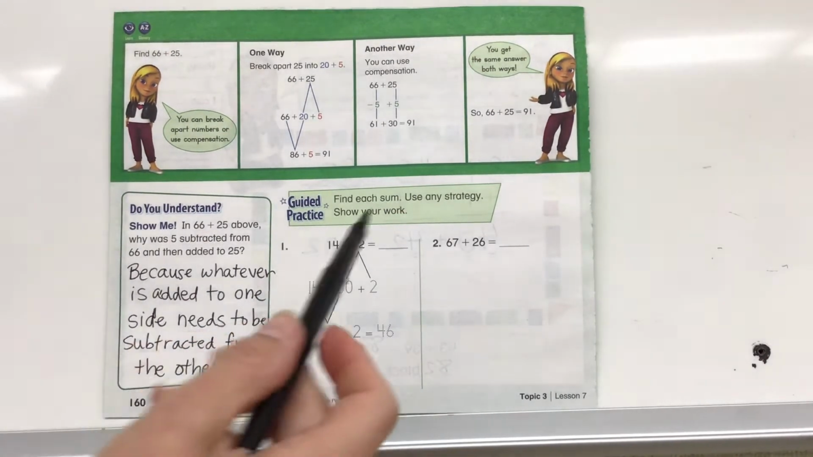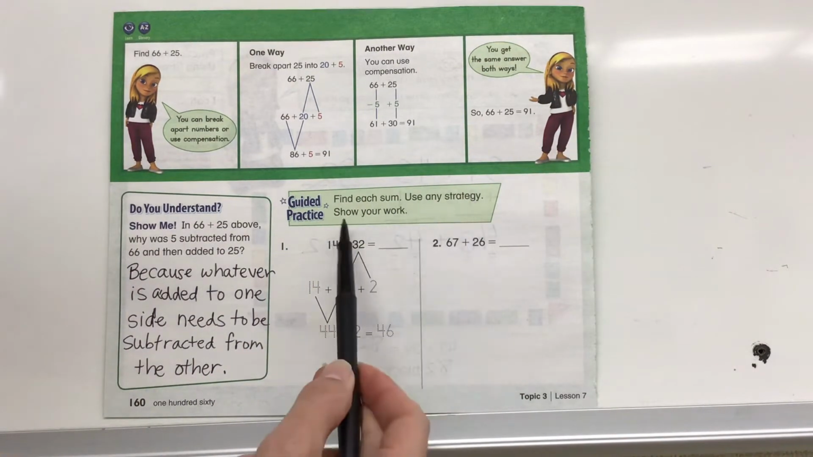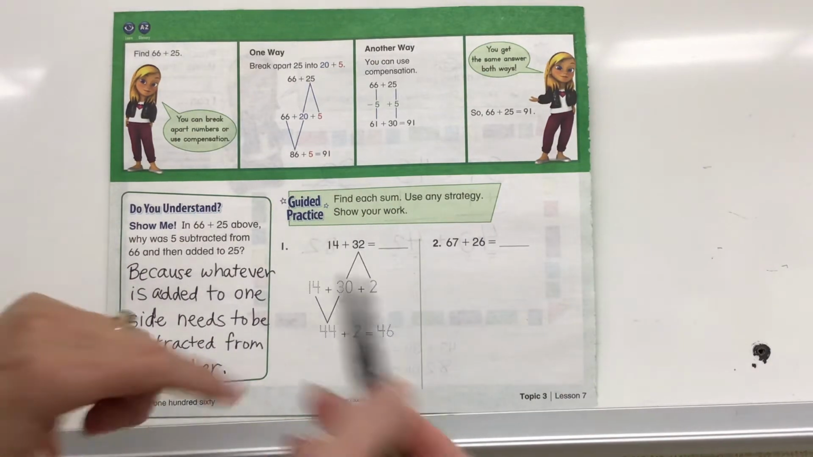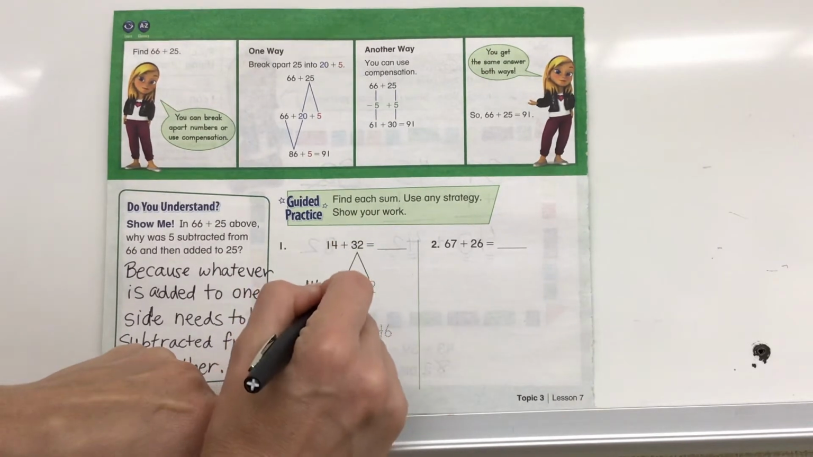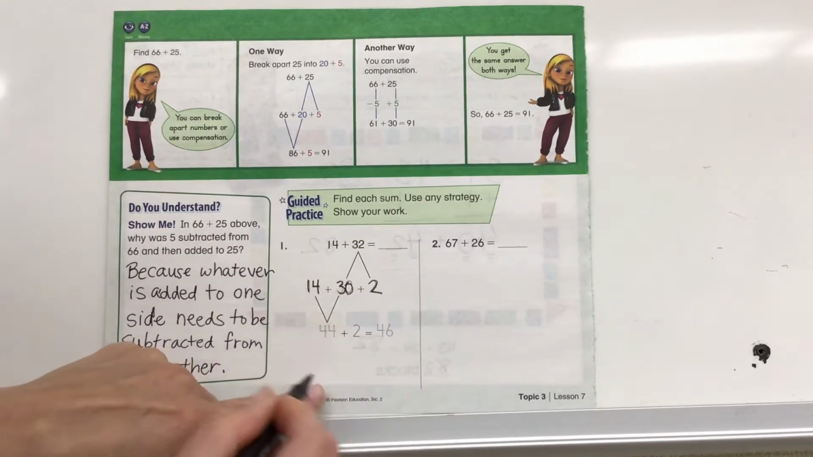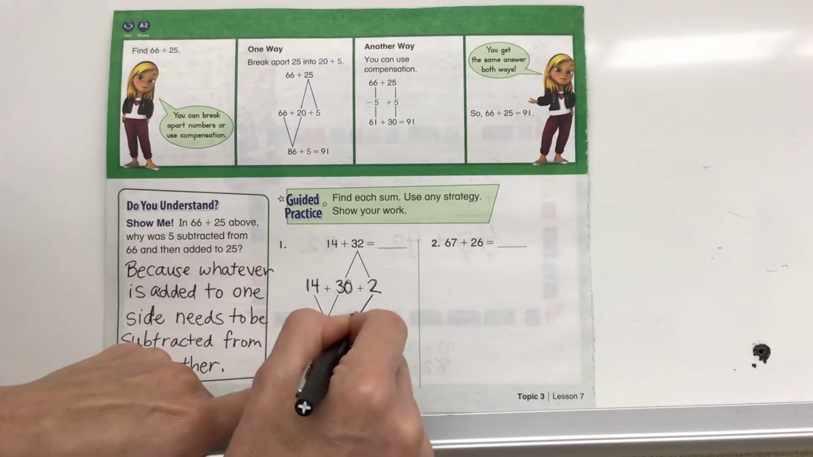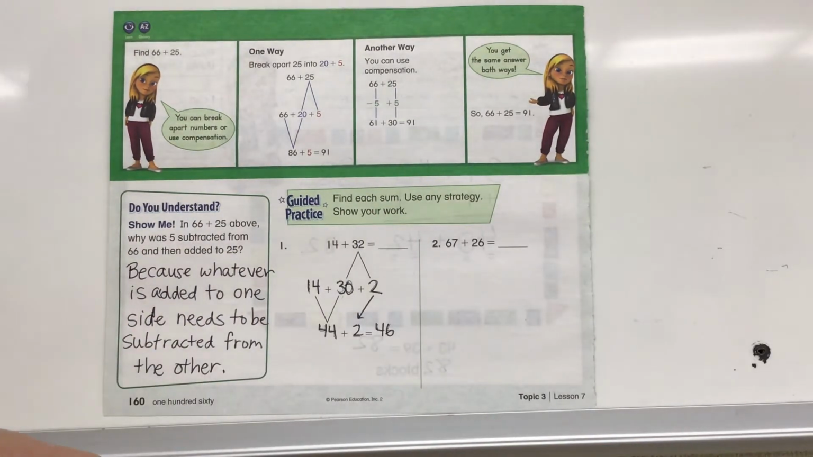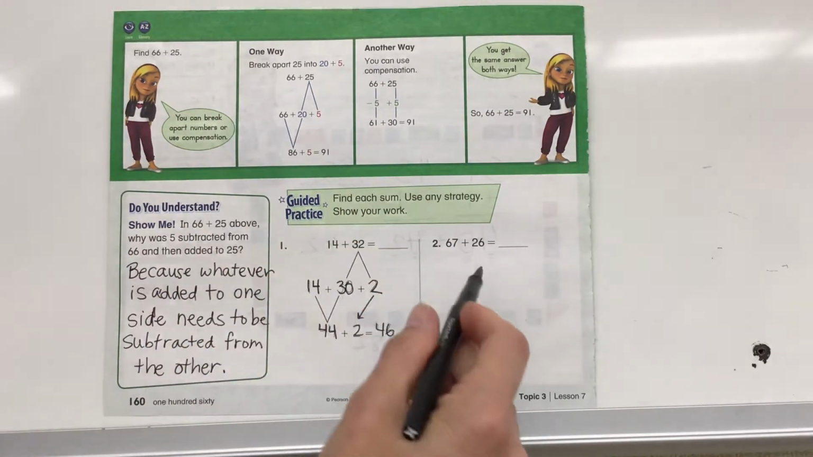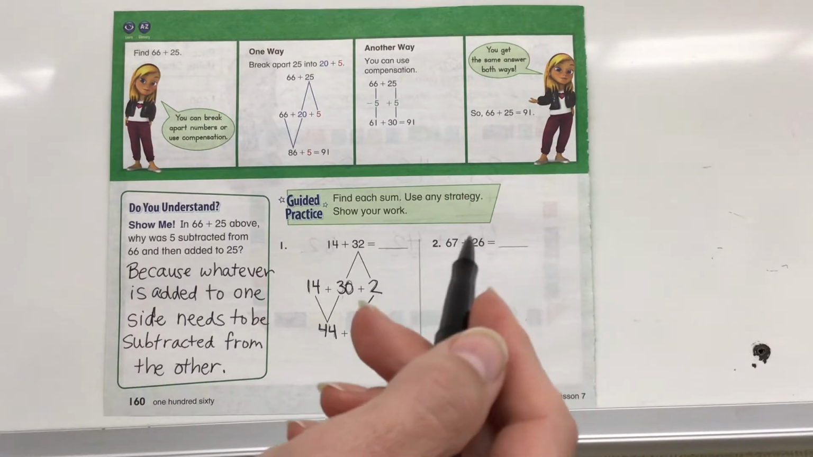All right, let's take a look at our guided practice. It says, find each sum, use any strategy, show your work. Now this one has us breaking apart the numbers. So we have 14, and they're breaking apart 32 into 30 plus 2. So 14 plus 30 is 44, plus 2 is 46. So they're breaking it apart, so you can break it apart or use any other strategy. So let's do another practice on breaking it apart, and then when we do independent practice, I'm going to show you some of the other strategies we can review.